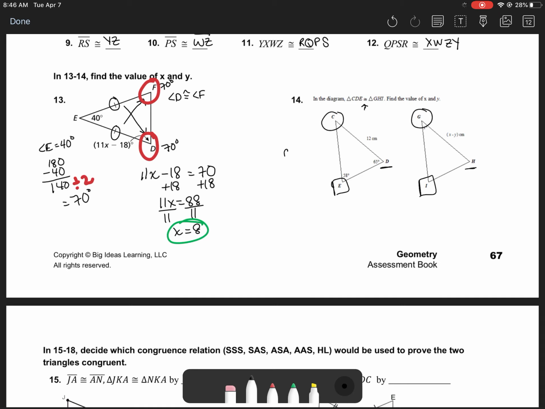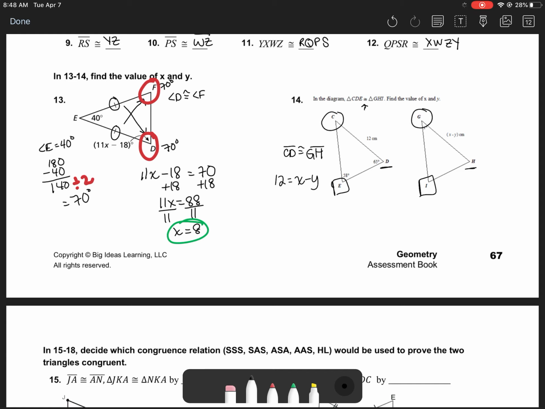So CD should be congruent to GH. This is kind of similar to what we did in 5 through 12. So similar process in that. So I know that 12 should be equal to X minus Y. But now I have a statement with an X and a Y in it, and I can't really solve for one and get a number, and I want to be able to get a number. So it looks like I'm going to have to figure out angles first.